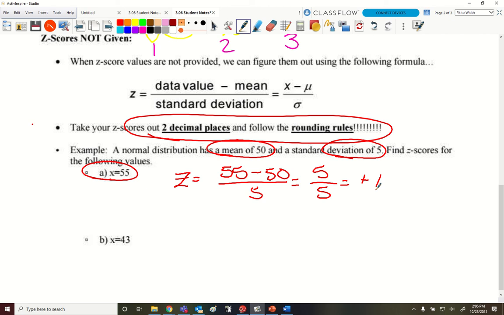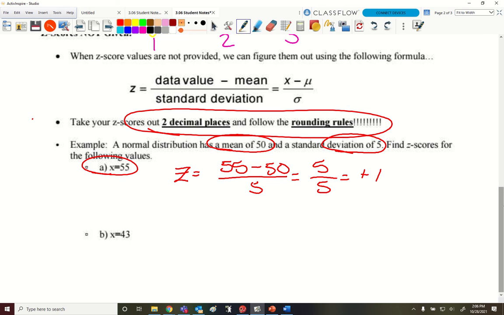Very easy. See? All right, let's do B then. I would like for you to do B right now.